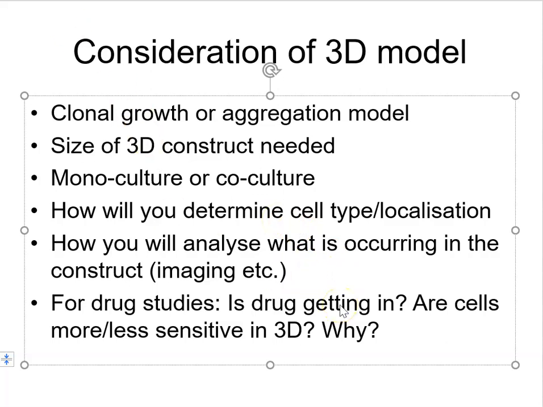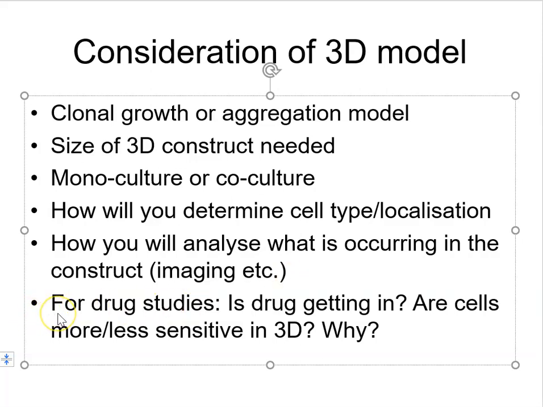You need to consider how you're going to analyse what's actually occurring in the construct. Are you going to use imaging? Are you going to use ATP levels to monitor proliferation? Are you going to do immunohistochemistry? All of those are possible. Some work well, some don't work quite as well, and it's fair to say that 3D cell culture is much trickier than 2D cell culture for doing the analysis.